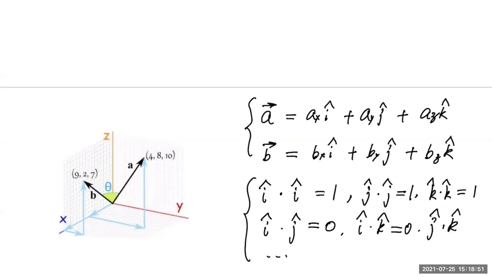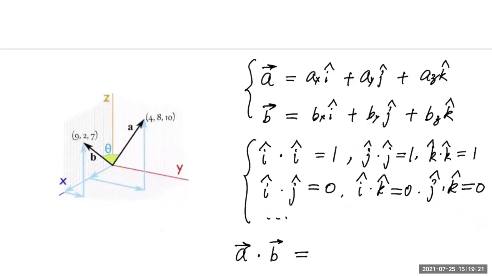Okay? So you see, even though I have 9 terms, only 3 of these terms would survive. And that is i dot i, j dot j, and k dot k, corresponding to the product of AX, BX, AY, BY, and AZ, BZ, respectively, right? The other 6 terms, you've got things like i dot j, j dot i, i dot k, k dot j, and so on. They're all 0, because you've got the dot product of 2 mutually perpendicular vectors.